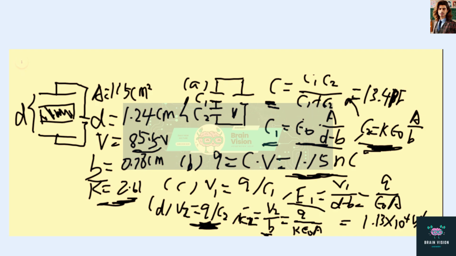And the value for E2 is, let me see, 4.33 times 10 to the third volts per meter.